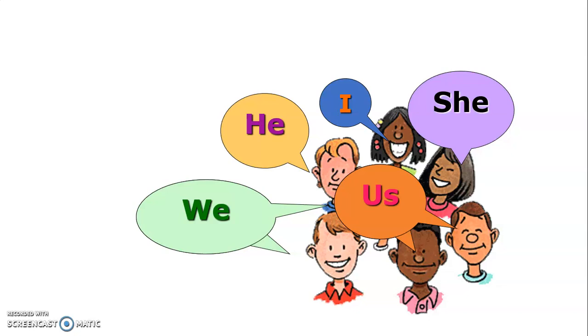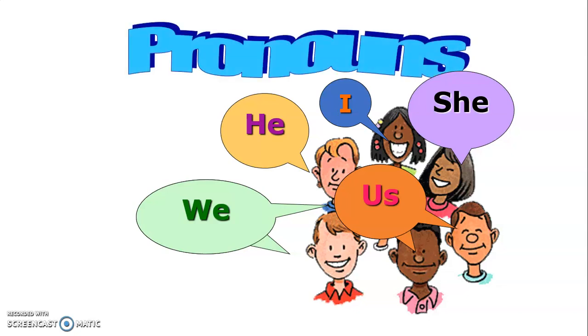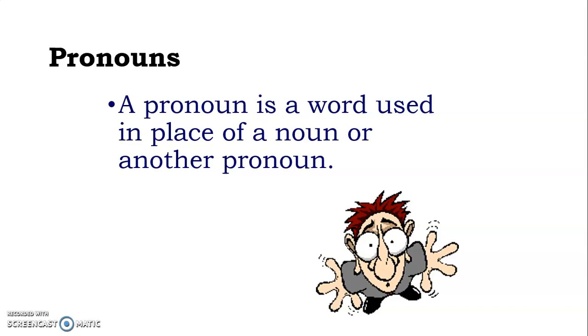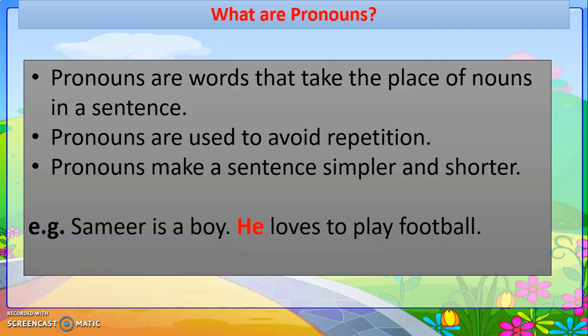What are these words? These words are pronouns. So let us see what are pronouns. Pronouns are words used in place of a noun or another pronoun. Pronouns are words that take the place of nouns in a sentence. Pronouns are used to avoid repetition. Pronouns make a sentence simpler and shorter.